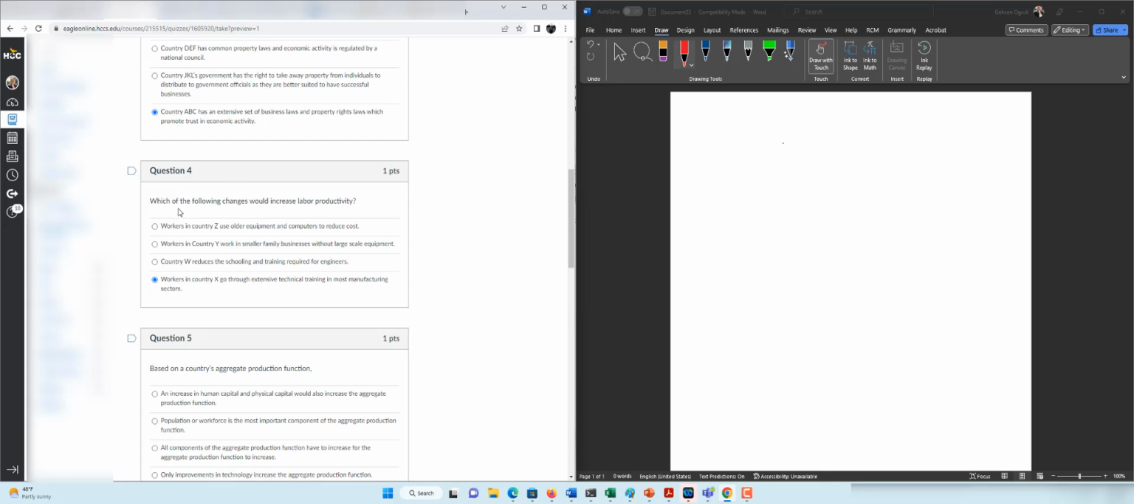So now question number 4. Which of the following changes would increase labor productivity? If you read the textbook carefully, you find that labor productivity increases when you have more physical capital, better technology, more training and education, which refers to human capital, and more natural resources. Let's find out which one is correct.